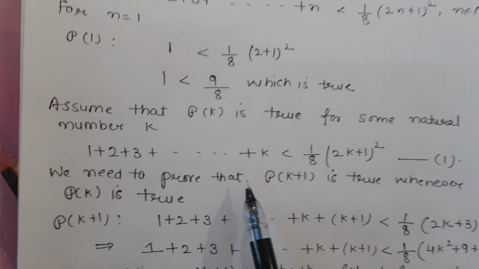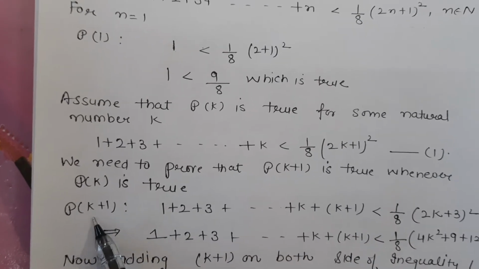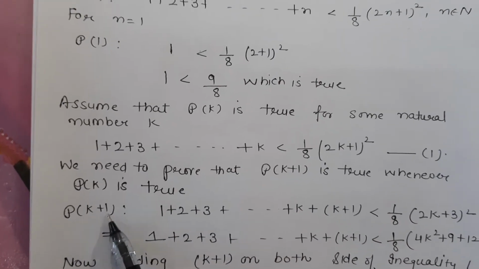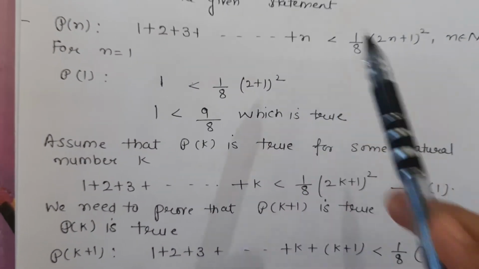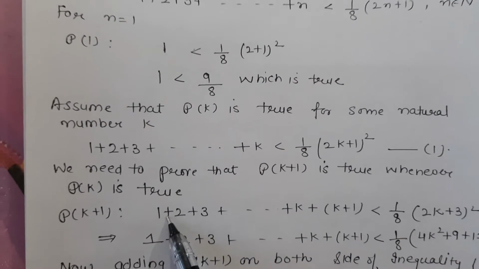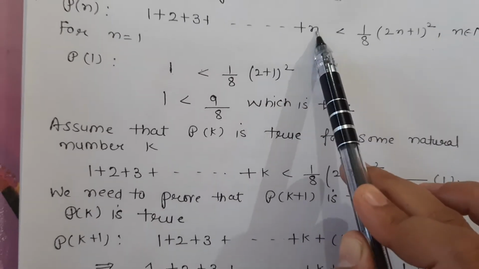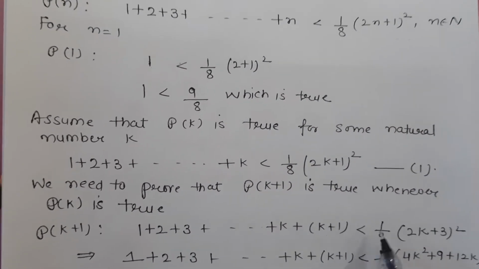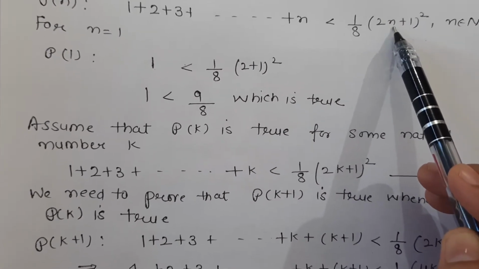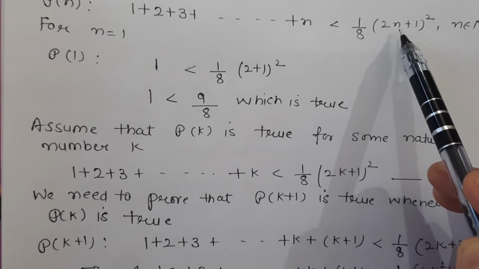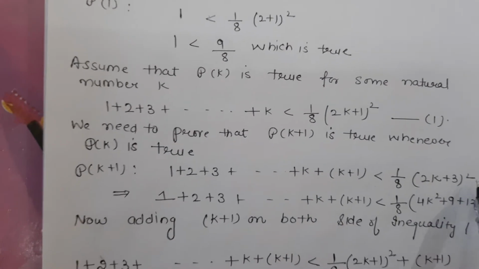Again we need to prove that Pk plus 1 is true whenever Pk is true, for which first we'll write Pk plus 1. So Pk plus 1 is 1 plus 2 plus 3 up to so on k plus 1. As usual, you can write the first k terms from here, and for the k plus 1th term just replace n with k plus 1 here. This is less than 1 by 8 into, look here, if you put n equals k plus 1 here, you will have 2 times k plus 1 and this 1 as it is. You will have 2k plus 3 whole square.